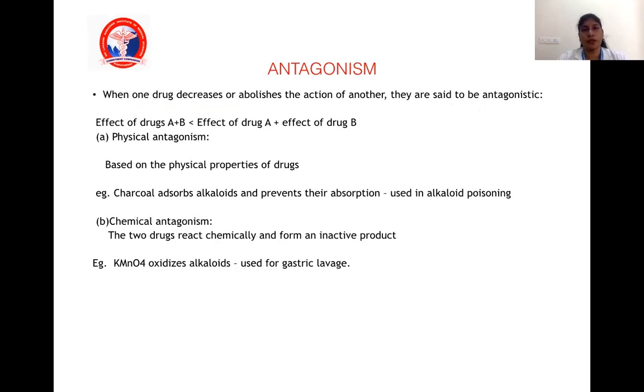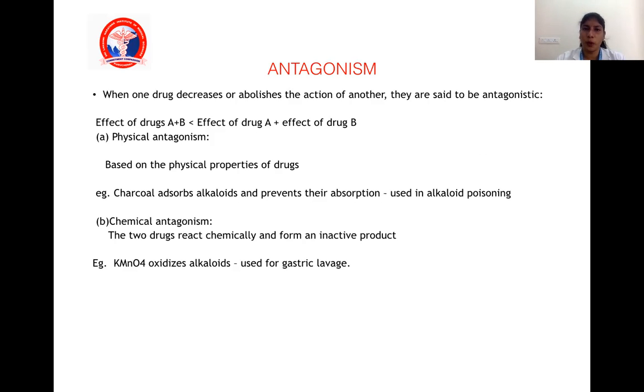And the third thing we have to see is antagonism. We saw synergism, where the two drugs combined have the same line of action. Antagonism is the opposite. When one drug decreases or abolishes the action of another, they are said to be antagonistic. Effect of drug A plus drug B is less than the effect of drug A plus the effect of drug B. When talking about antagonism, you may have two types, the first being physical antagonism.